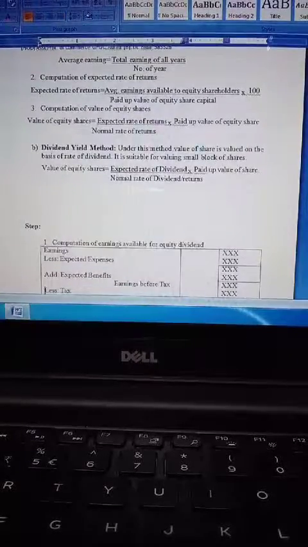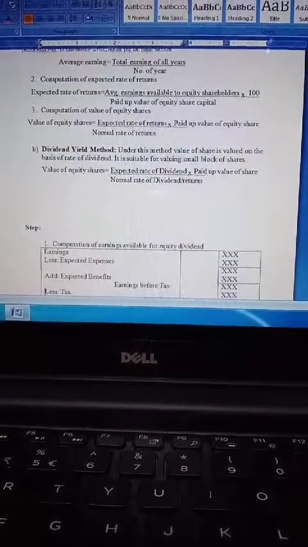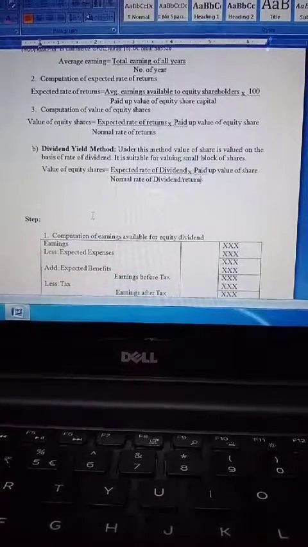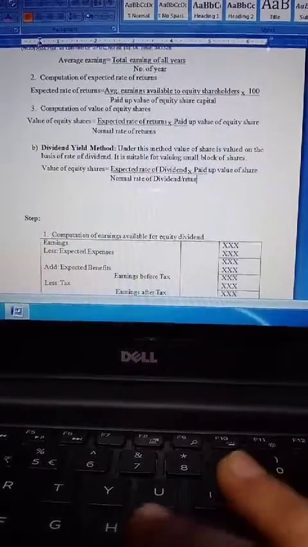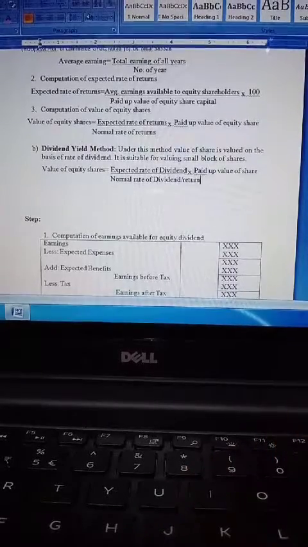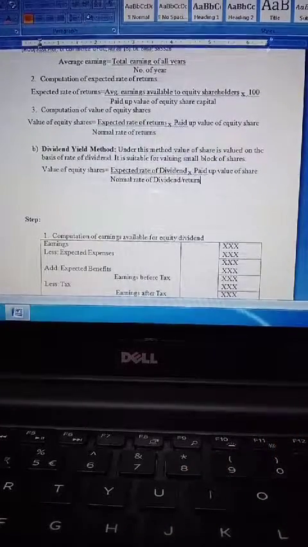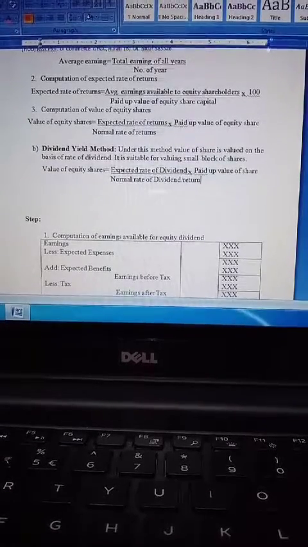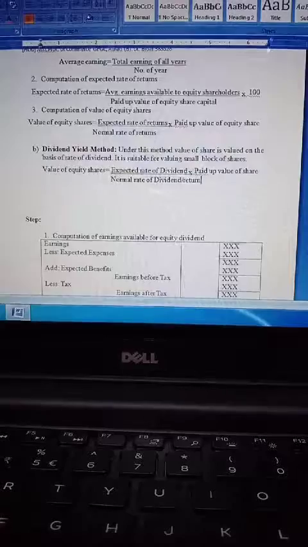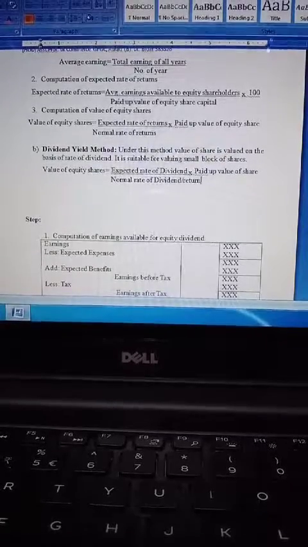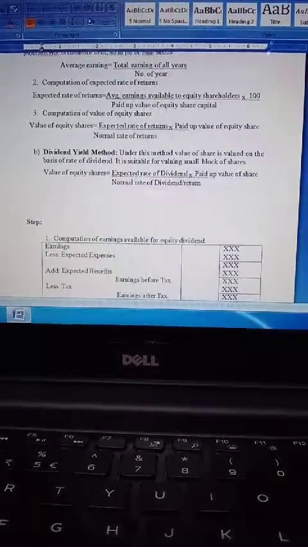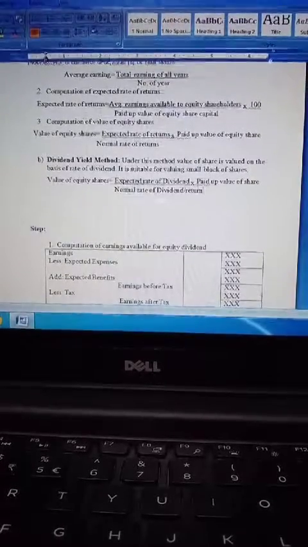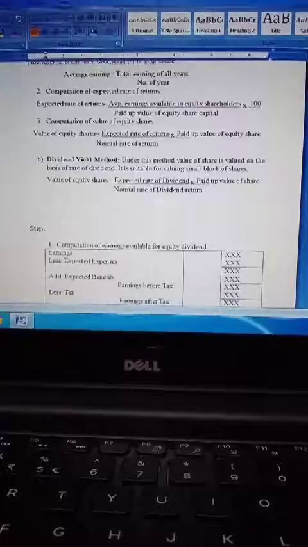The second method is the dividend yield method. Under this method, the valuation of shares is done on the basis of the rate of dividend. It is suitable for valuing a small block of shares. So when valuing by the dividend yield method, the value of the equity share should be computed.